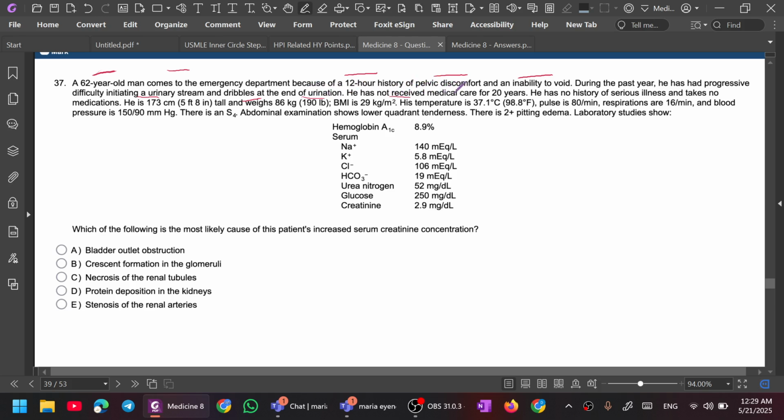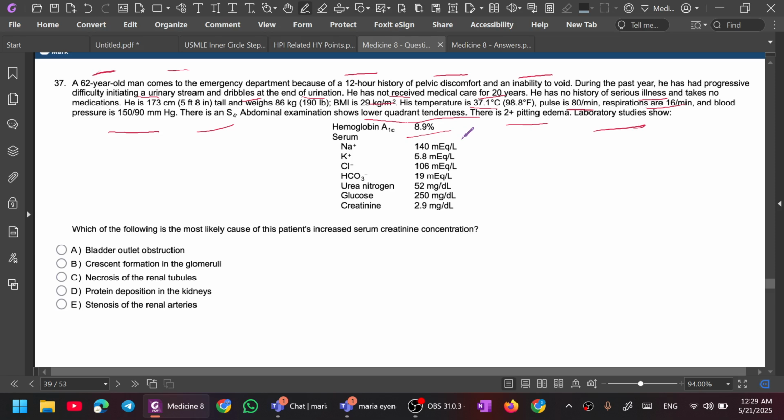He has not received medical care for 20 years. He has no history of serious illness, takes no medication. He is 173 centimeters tall and weighs 86 kg, BMI 29, temperature 37, pulse 80, respiration 16, blood pressure 150/90. Abdominal examination shows lower quadrant tenderness. There is 2 plus pitting edema.